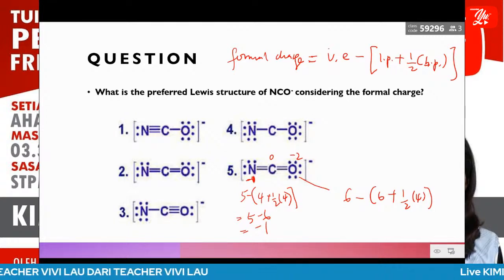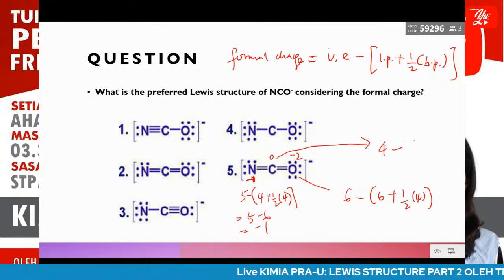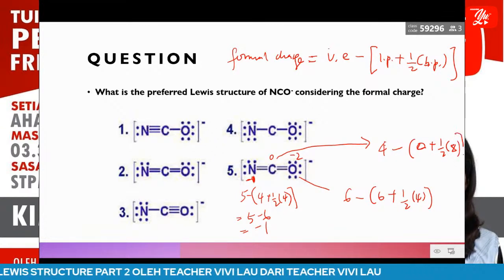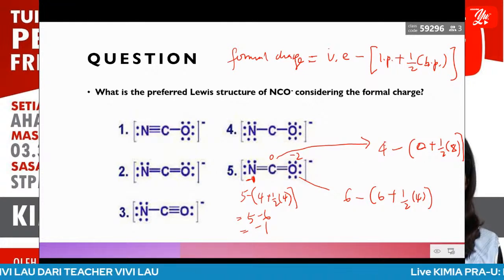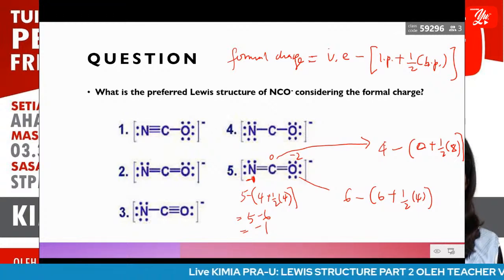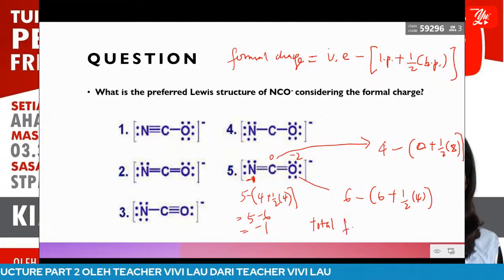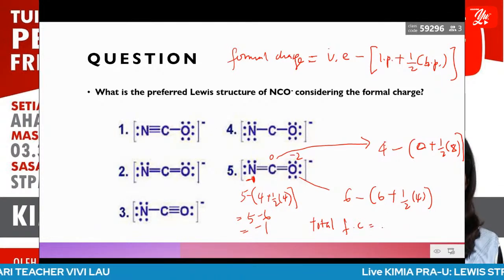So you do it like this. Carbon is 4 minus, 0 lone pair electrons. Two double bonds, so 8, 2, 4, 6, 8, divided by 2 is 4. So 4 minus 4 is 0. Okay, so you do this for all of them. So for number 5, the total formal charge is, just now, -1 plus 0 plus -2, so you got -3.